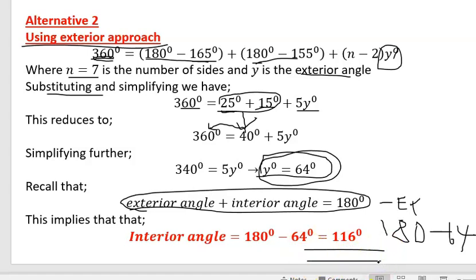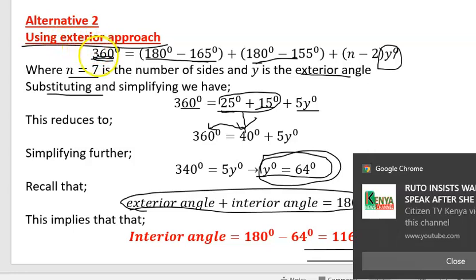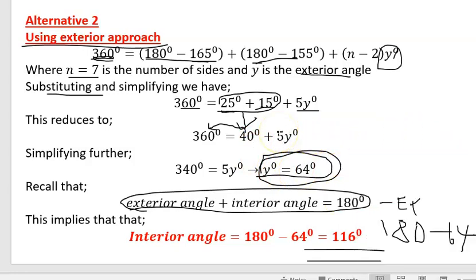And if you see that one, the interior angle is equal to 180 minus 64, which gives us 116. So you see, we can either relate the sum of interior angles to the sum of the interior angles that are given, and then try to find the value of n, or the value of the angle that is missing. Or alternatively, you can use this exterior angle approach, where you convert those angles to their respective exterior angles, and then you try and find the angle that is missing. I believe that this short demonstration is necessary, and has also enabled you to understand that particular area of polygons.